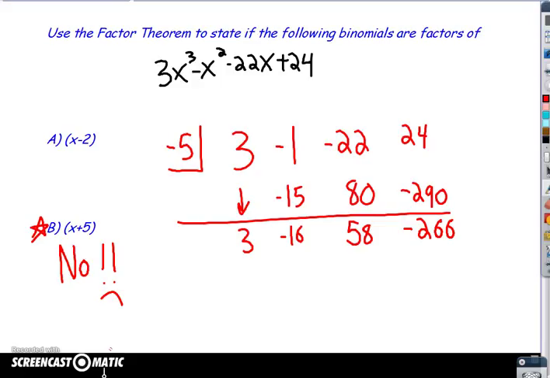So that's what we're going to do right now. They're going to give us things like, hey, is this a factor? And we go, well, we'll check, using our factor theorem and remainder theorem.